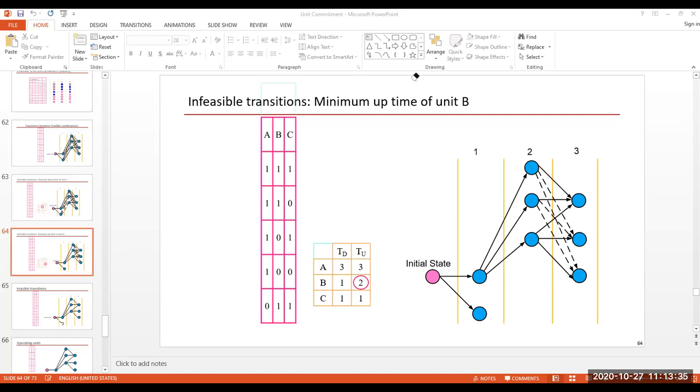Now the next one, can we have a transition here, from this to this? So again, we check what the current situation is. 111 is the current situation at this node. What is the situation here? It is 101. So A and C are unchanged. If I compare 111 with 101 down here, unit B was on, and now it has to be turned off. So can we do it?